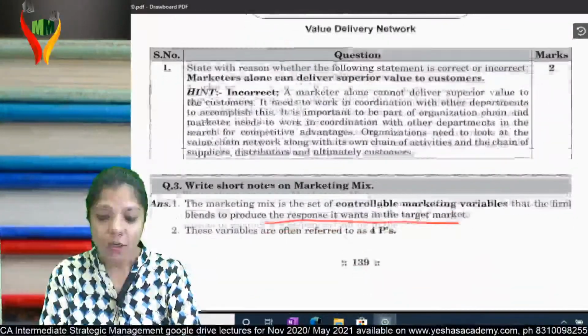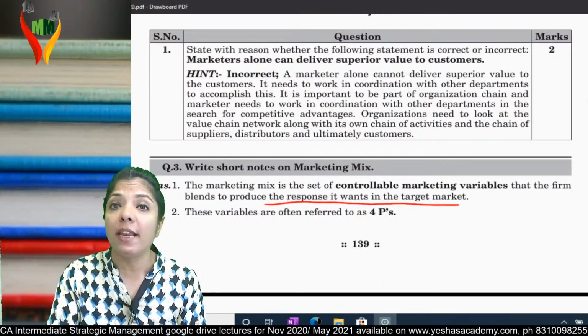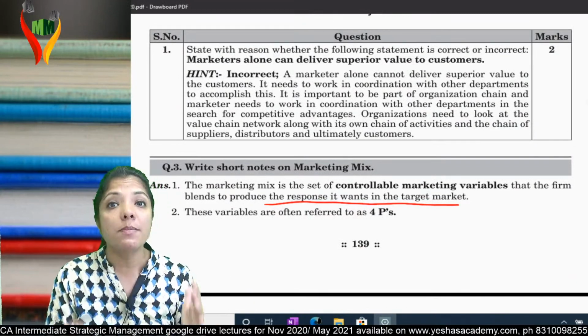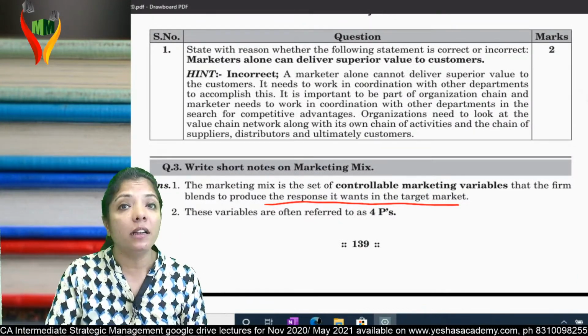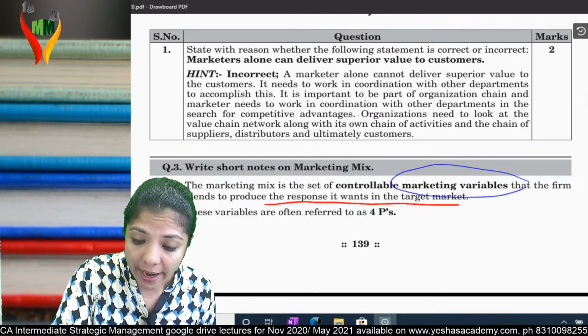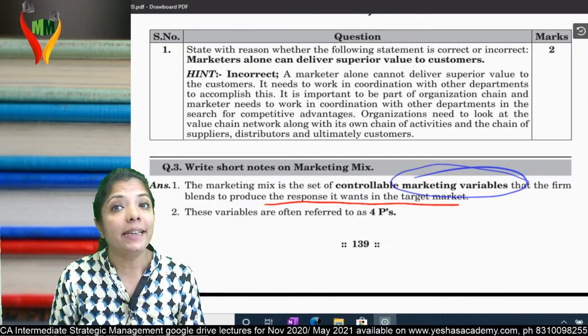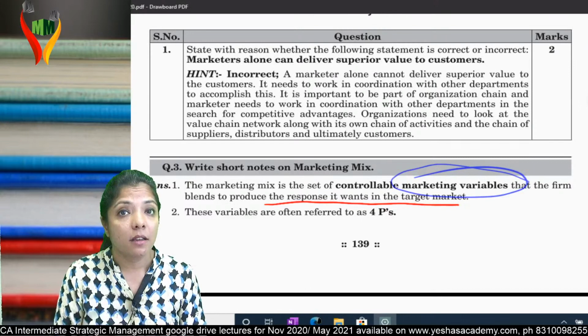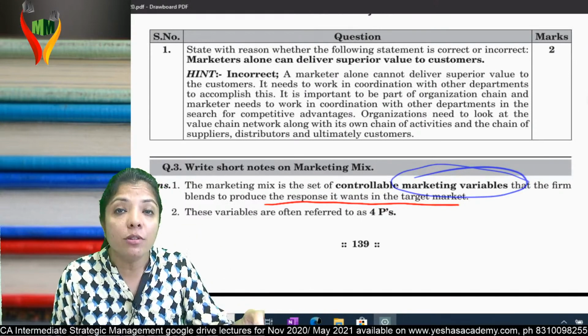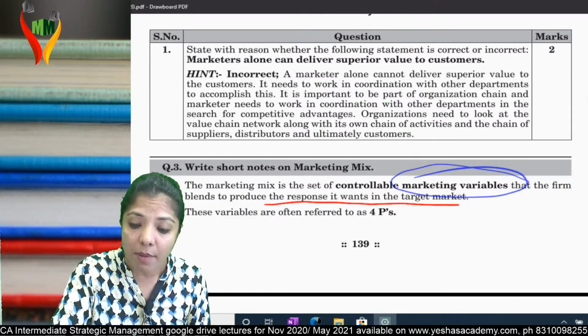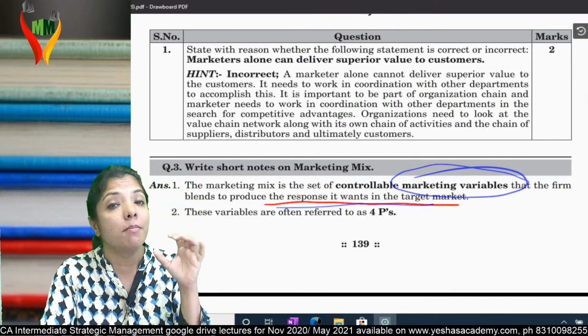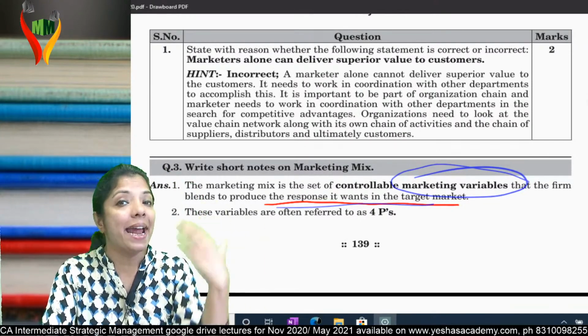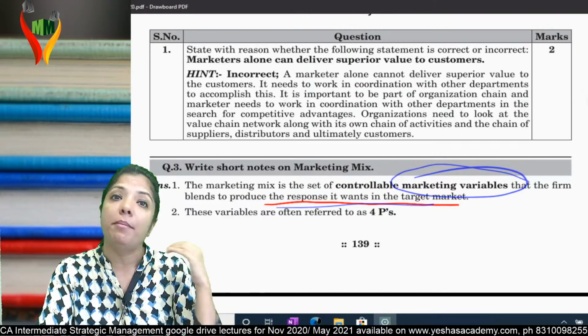Now come to the next question. Question number three. What do you mean by marketing mix? Basically, marketing mix are marketing variables which a firm blends to produce the response it wants from a targeted market. With the help of these marketing variables, I get the response from the targeted market.